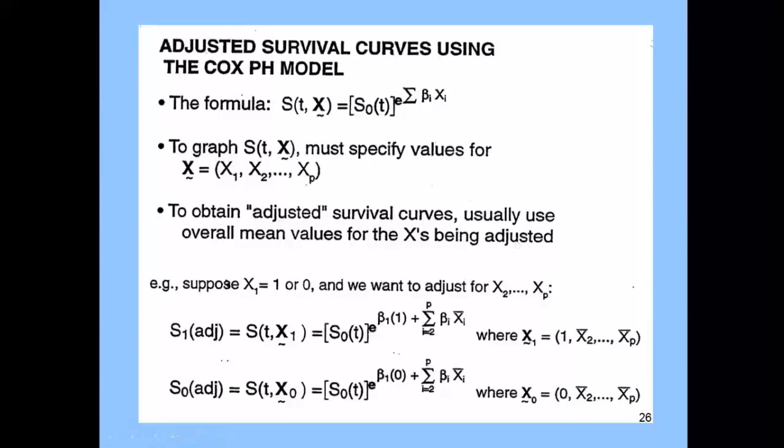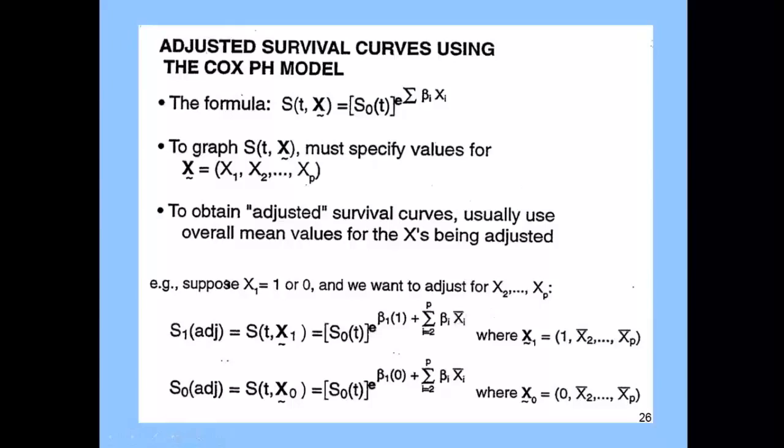So, if we wanted to talk about 1 versus 0, and we had several control variables, the formula would be S0 of t, the baseline hazard, raised to the power e to the beta 1 times 1, because that's 1 for one of the 2 exposed groups, and that's 0 for the other. And what am I putting in over here? What's this? It says xi, but what is that over the top? Bar. What does that mean?